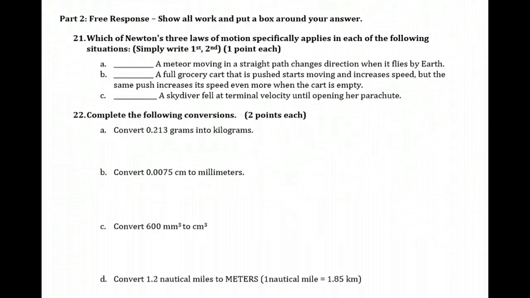Next, Newton's laws. A meteor moving in a straight path changes direction when it flies by Earth. So it's going to keep on doing whatever it's doing until it's acted on by another force. It changes direction when it flies by Earth, so that's implying that Earth's gravity has acted on it. So that's the first law.